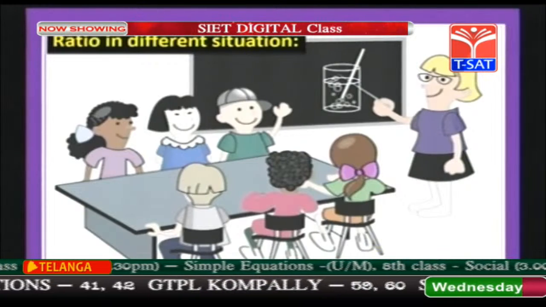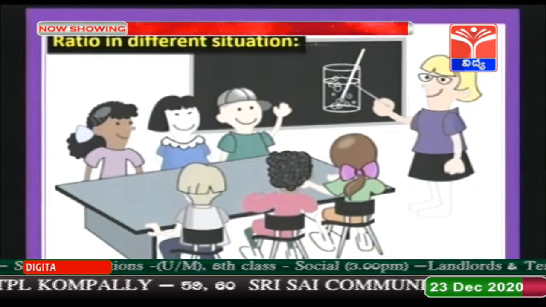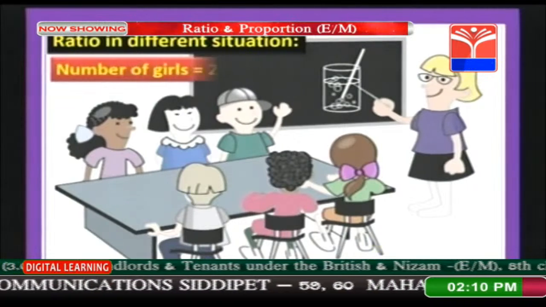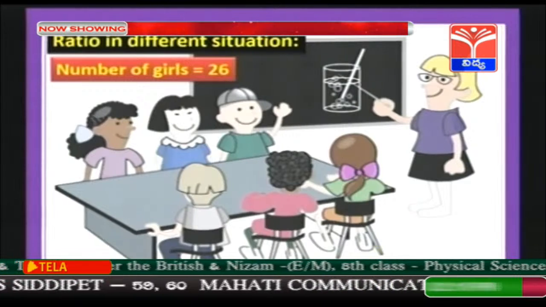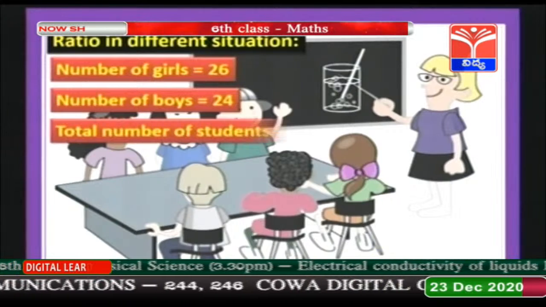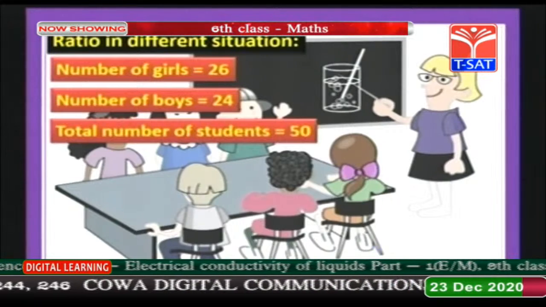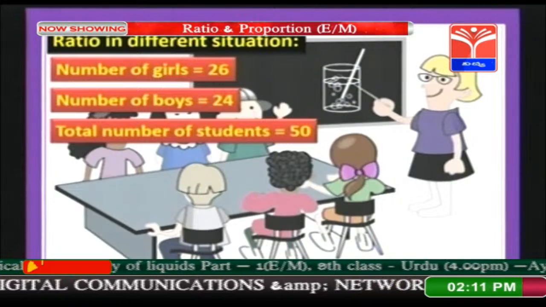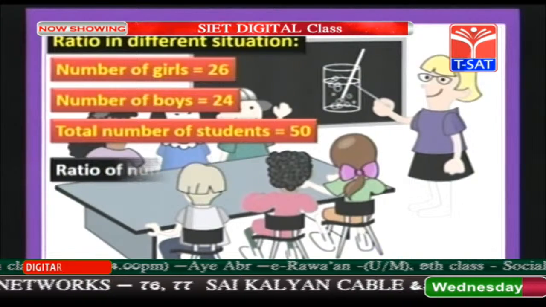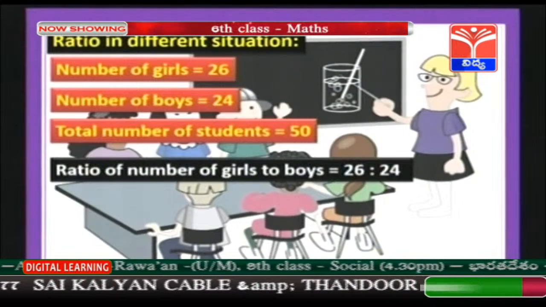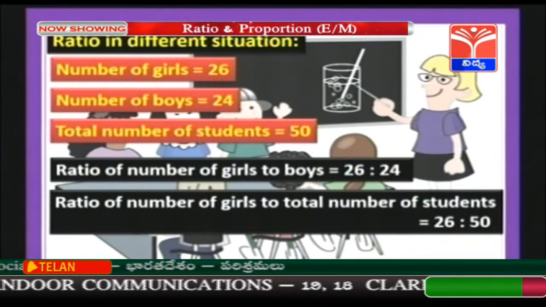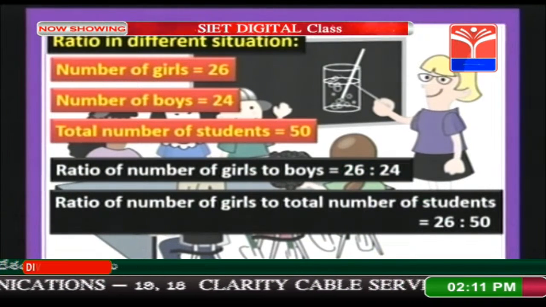Okay. Now let us take a classroom example, children. So there will be girls as well as boys in our class, right? Let us consider the number of girls in the section as 26 and number of boys as 24. Therefore, what is total number of students in the class, children? That's right, 26 plus 24, which is 50. Now let us try to find the ratio of girls and the boys. That is 26:24.